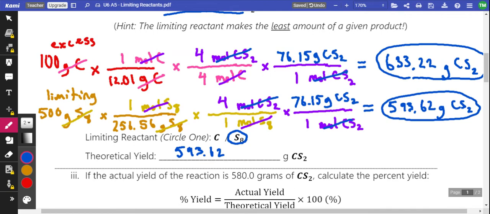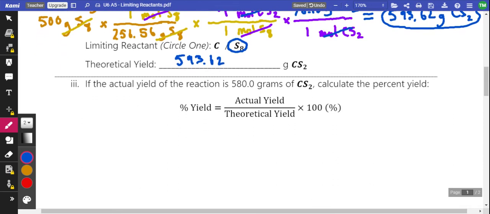Okay, now based on this theoretical yield, we can use an actual yield of this chemical reaction in the lab to figure out what percentage of what we expected to get we actually got. So our actual yield in this case is given to us instead of us actually doing it in the lab. It's 580 grams of CS2. All right, so that's my actual yield. Theoretically, I should be able to get 593.62 grams of CS2. All right, so if I take my actual divided by my theoretical and multiply by 100, I get a percentage of how much they actually got compared to what I should have gotten.